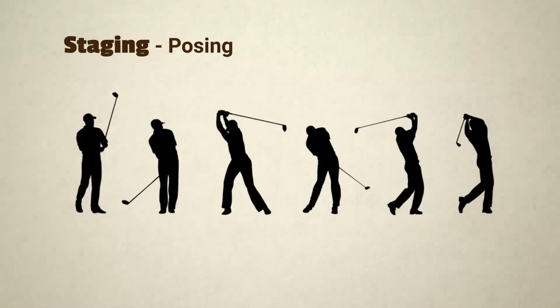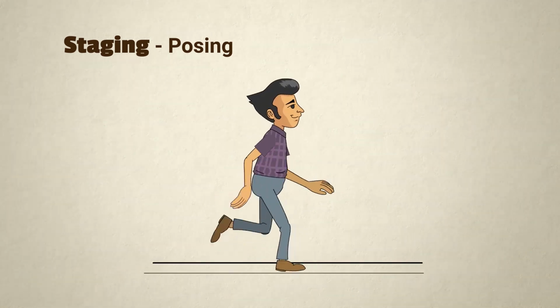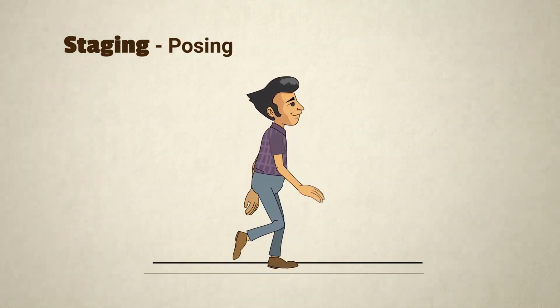Shots can go by very quickly, and you don't want the audience to spend even a fraction of a second trying to figure out what they're looking at. Their brain should be focused on the story. Posing for clarity will also make your animations look better.